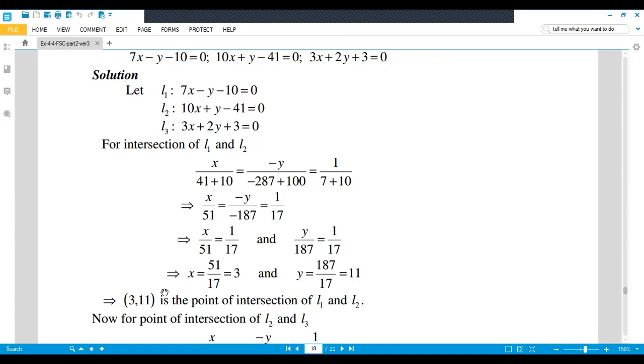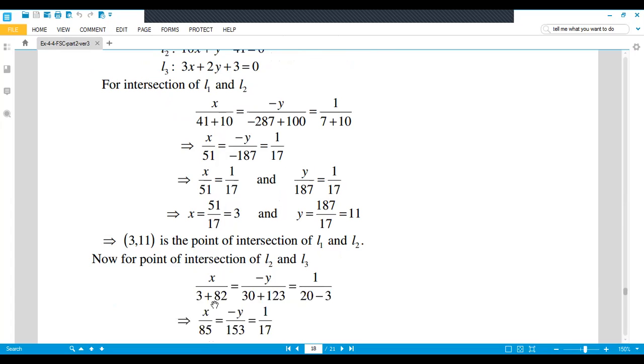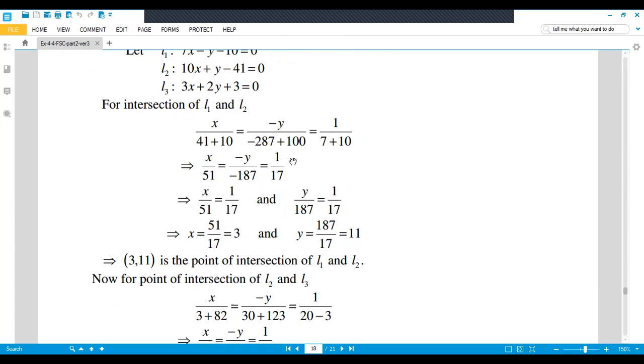Now you have to find the point of intersection between L2 and L3. When you find the value of x, you will take the determinant of the coefficient of y and the constant, 1, minus 41 and 2, 3. So when you multiply, you will get 3 plus 2 into 41, so that is 82, and then minus y, and then you have to take the coefficient of x and the constant.